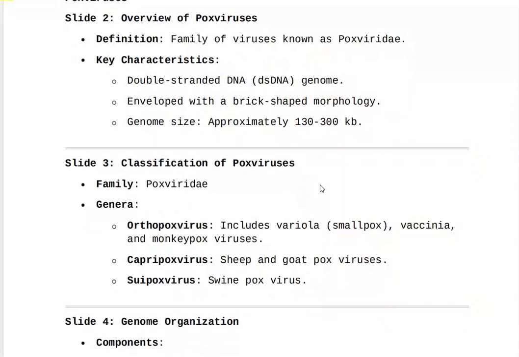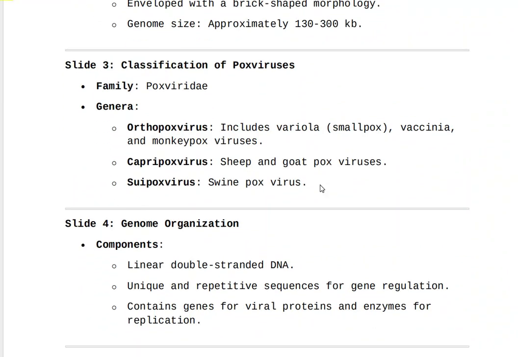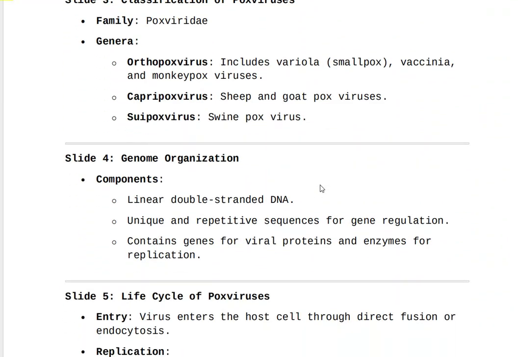Okay, next, classification of the pox viruses. We have three groups: the orthopox virus, the capripox virus, and the suipox virus. Under orthopox virus, we have variola or smallpox, vaccinia, and monkeypox virus. For capripox, we have sheep and goat pox viruses, and swinepox virus for suipox virus.